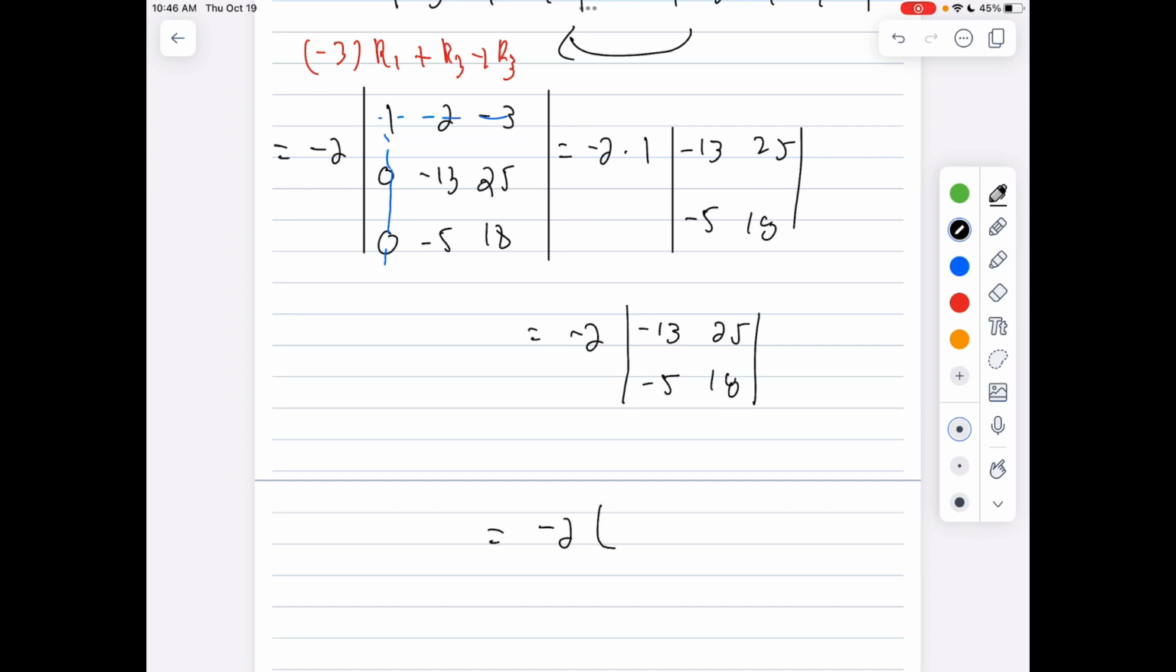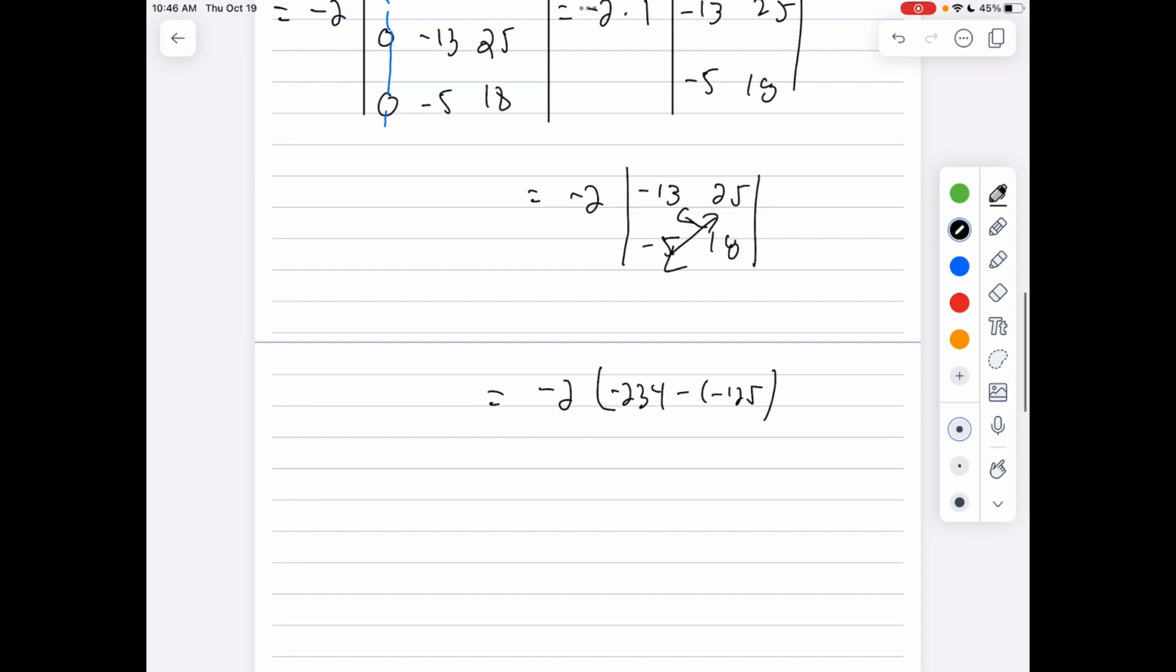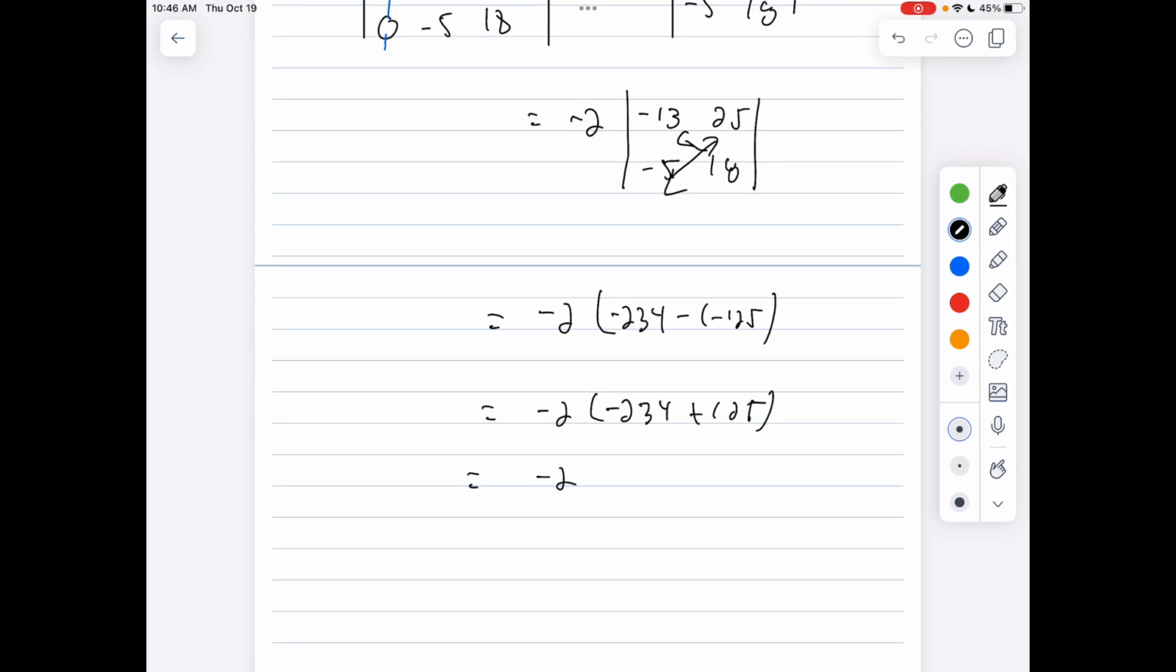So this would be negative 2. When we do a determinant of a 2x2 matrix, we multiply these entries and then those entries and subtract from each other. 18 times negative 13 gives you a negative 234. And then a negative 125 is what we get when we multiply the 25 and the negative 5. So you get negative 2 times negative 234 plus 125, which is negative 109. And if you multiply negative 2 times negative 109, you get 218 for your answer.